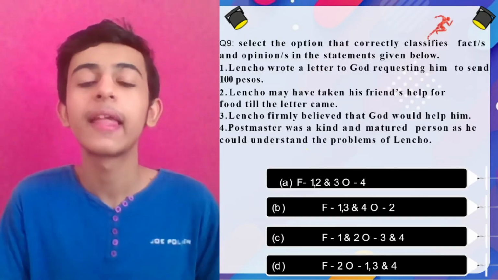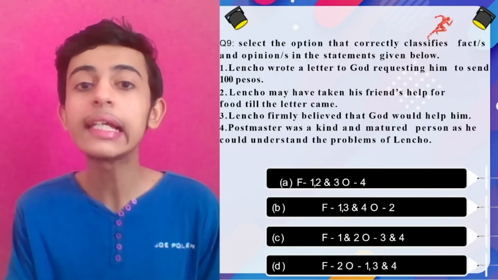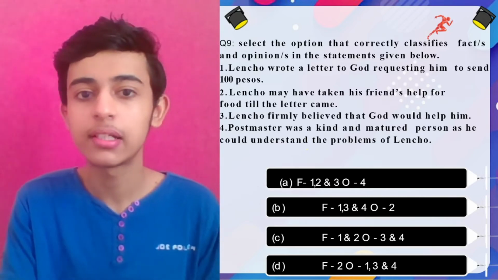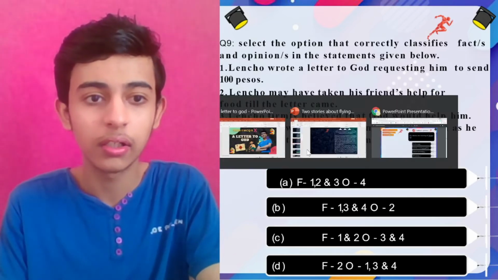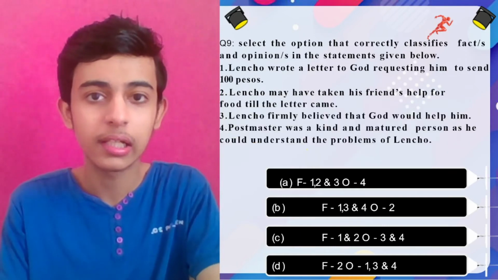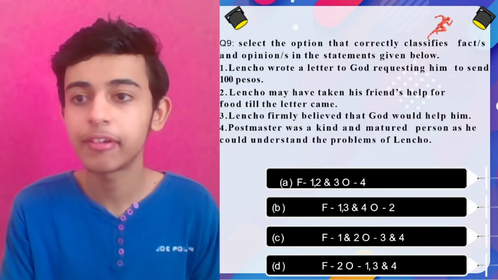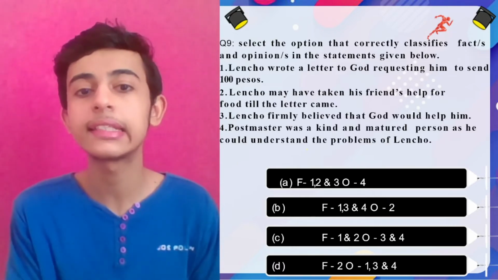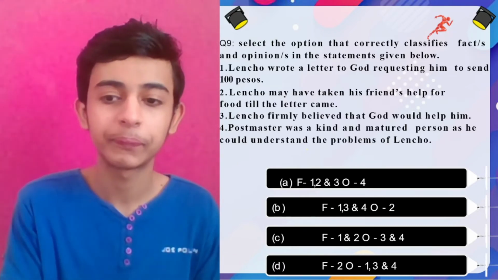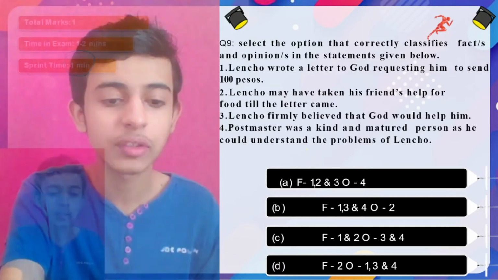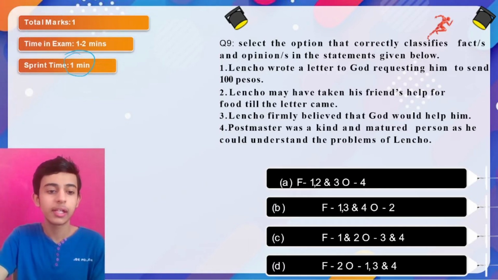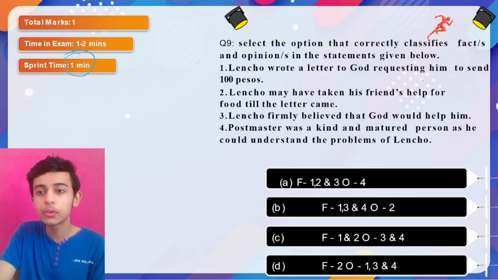Okay guys. Ninth question. Select the option that correctly. Is it visible? I guess it is visible. Yes. Select the option that correctly classifies facts and opinions in the statements given below. I just put myself small. Okay, so here are some facts given to us. Number 1, Lencho wrote a letter to God requesting him to send 100 pesos.